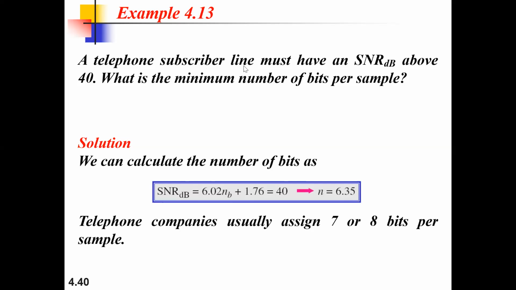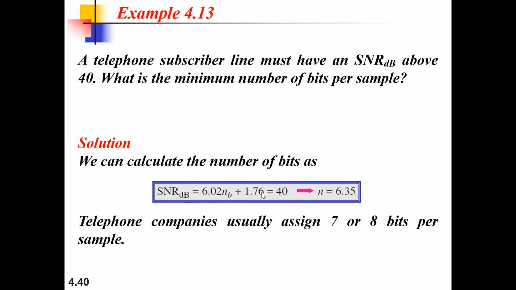A telephone subscriber line must have an SNR dB, that is signal to noise ratio, given above 40, that is more than 40 he can have it. What is the minimum number of bits per sample that you will be having? So SNR dB, if I assume that it is 40, so 40 is equal to 6.02 into n, that is number of bits, plus 1.76. What we need to identify? We need to identify the minimum number of bits.